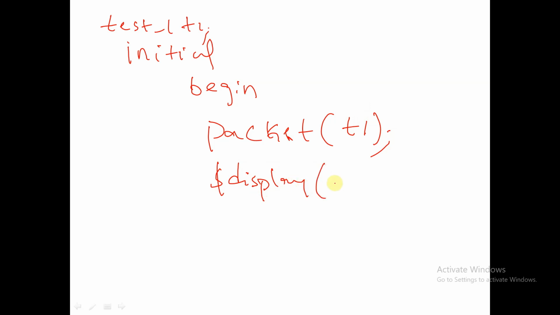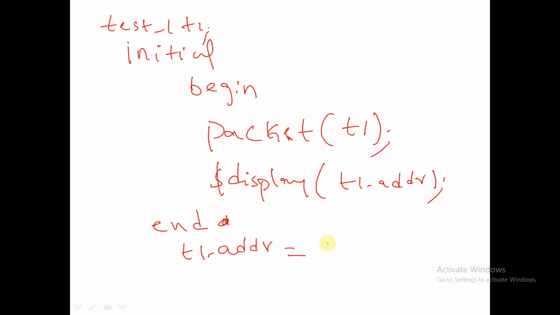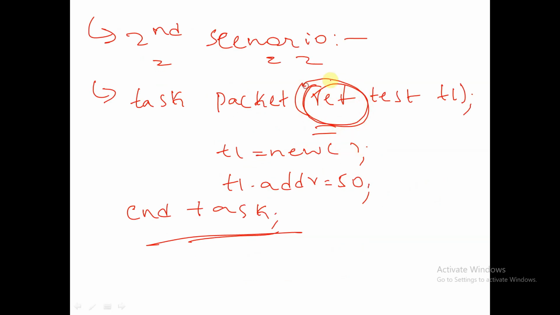So what will be the value of ADDR in this case? Any answer? So the value of ADDR will be equal to 50, since we are not creating any object outside, that is in the initial begin block, but we are passing the handle to our task, and we are displaying the value of ADDR through this handle. So what happens when we pass the handle to our task? Since we are using the keyword ref, any changes which are made to this handle inside the task will be reflected outside the task also.